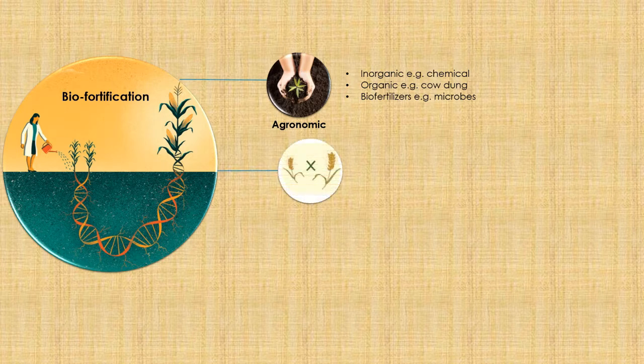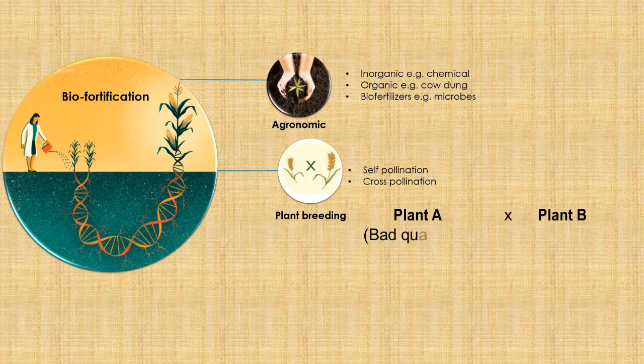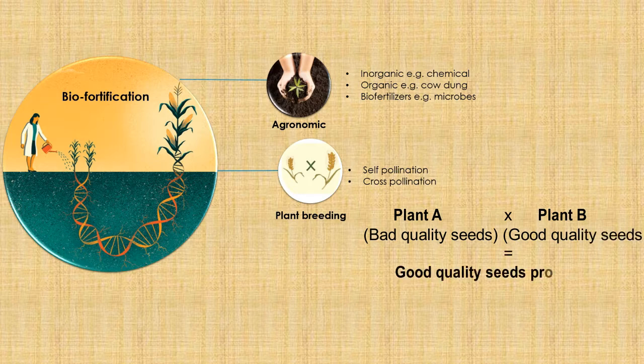Second, conventional plant breeding. In this, parent lines with high nutrients are crossed with the recipient line with desired agronomic traits over several generations to produce plants with desired nutrient and agronomic traits. For example, if plant A having bad quality seed is crossed with plant B which is having good quality seed, it will produce good quality seeds in the next generation, and this way it will improve the generation.